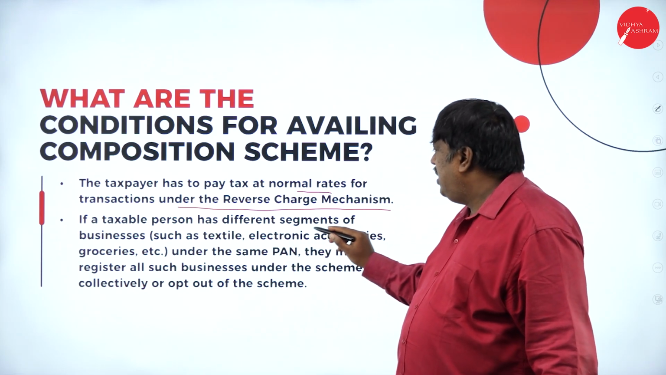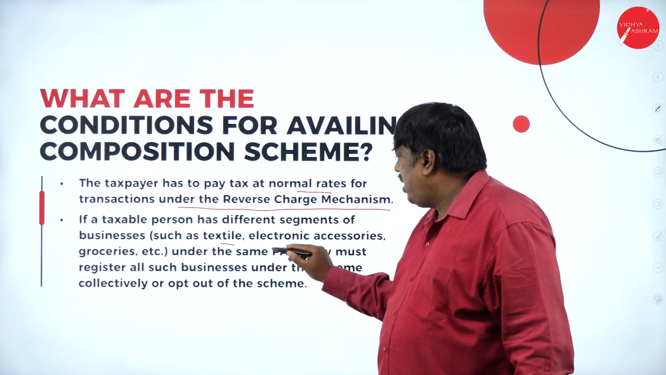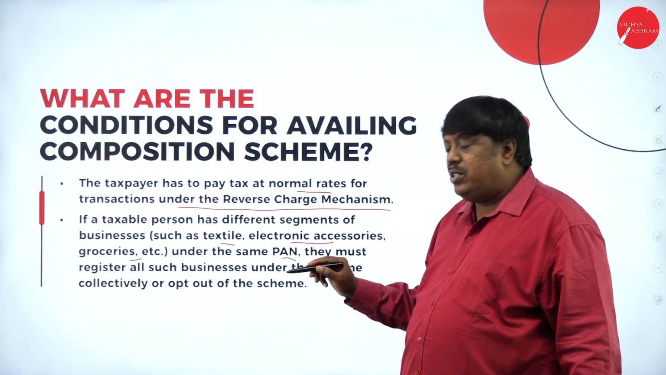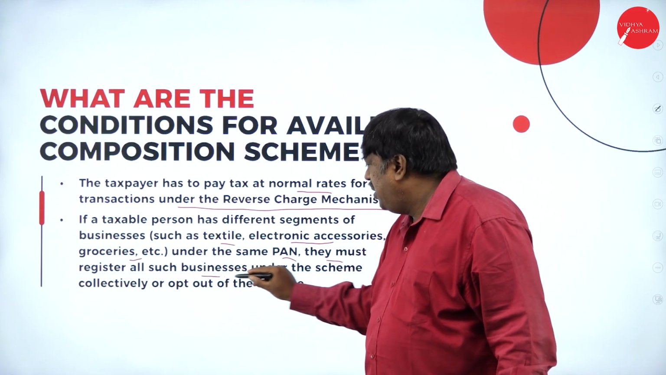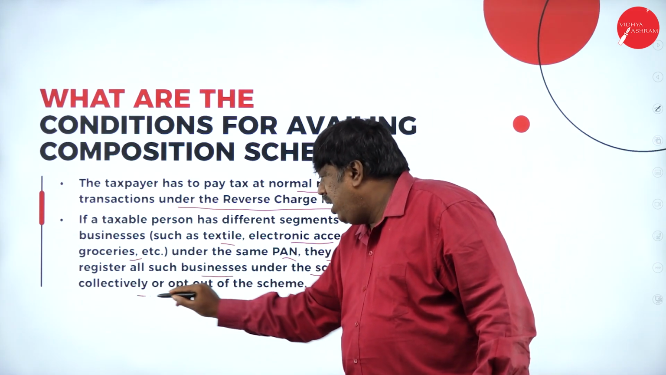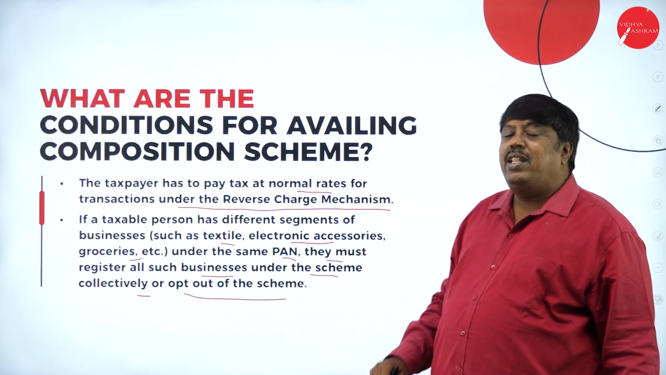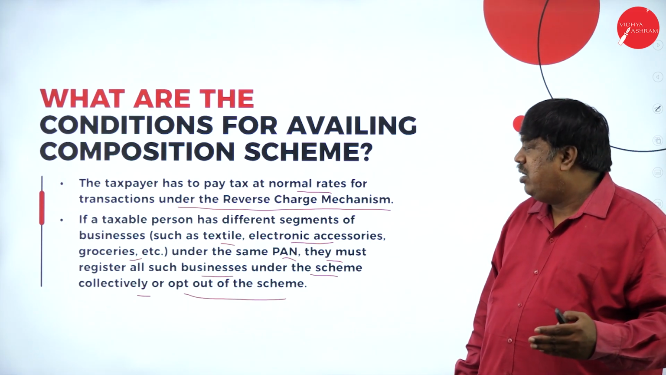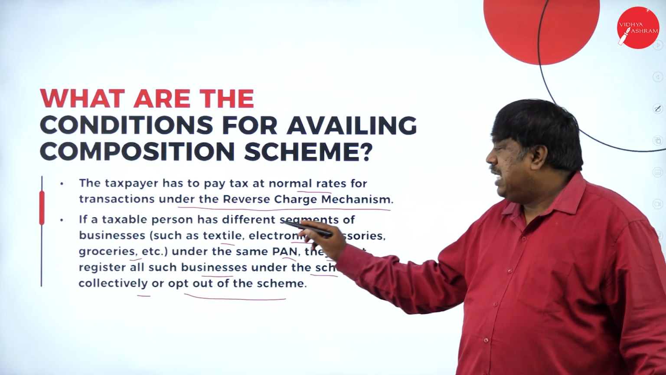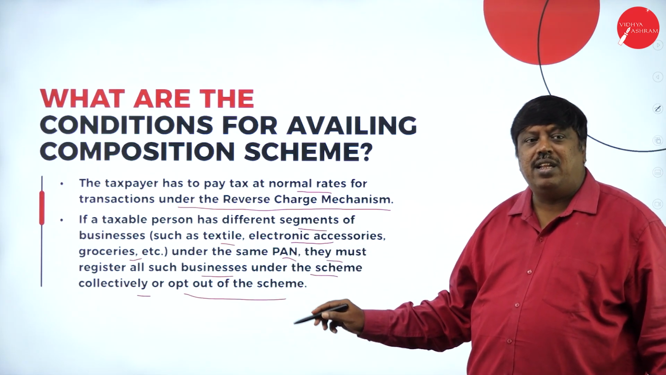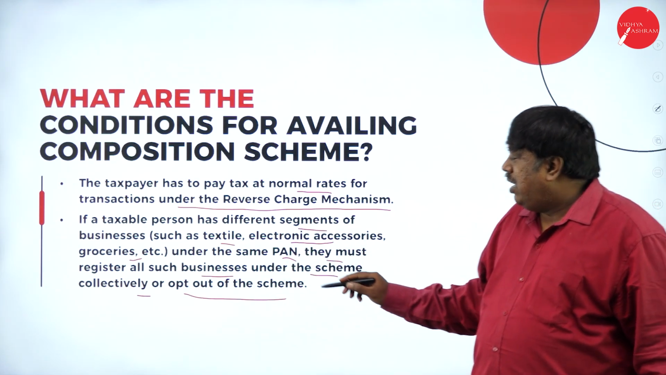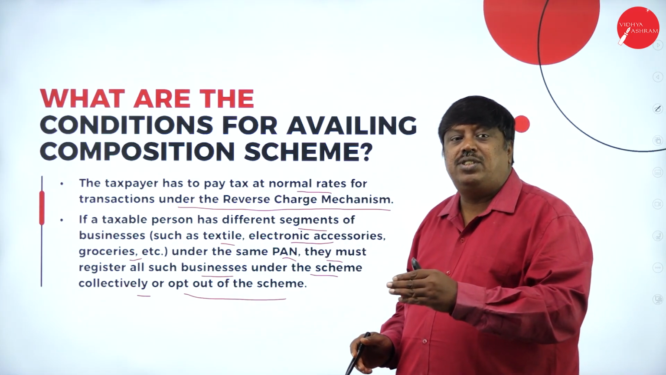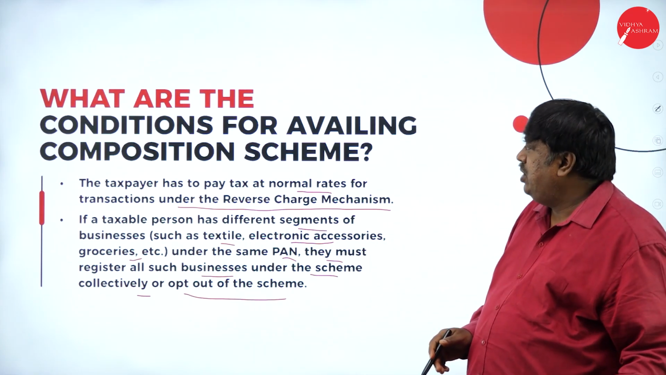If a taxable person has different segments of business such as textile, electronic accessories, groceries under the same PAN, permanent account number, they must register all such businesses under the scheme collectively, or opt out of the scheme. When they're doing business under one roof, they'll have different segments, like textile, electronics and groceries. When they register collectively under GST, then they are eligible for the composition scheme, or else they're not eligible for the composition scheme.